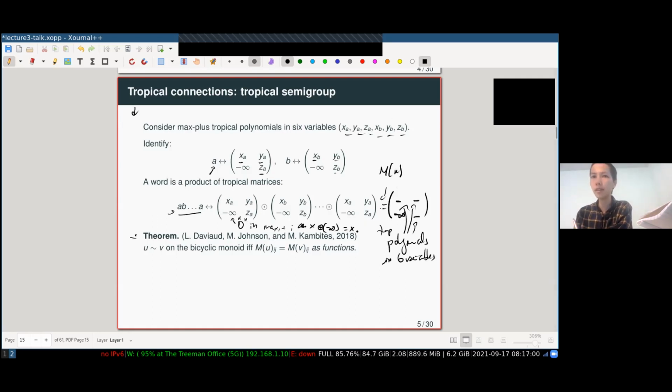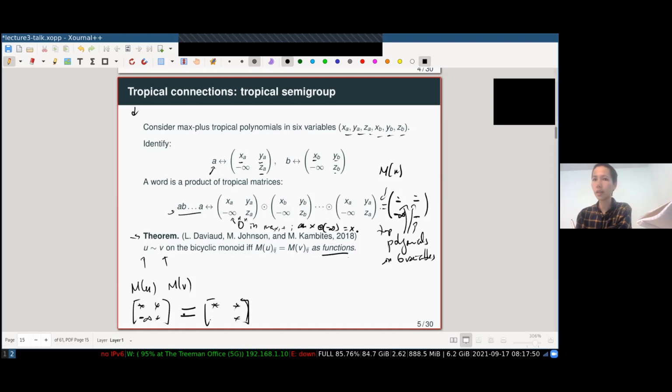Okay, so here's a theorem, which is your word U. So U comes with now a matrix involving 3 tropical polynomials. V now comes with another matrix involving another 3 tropical polynomials. And the theorem is that U and V are equivalent with the same length on the bicyclic monoid if and only if every single pair of polynomials here in MU and MV are equal as functions. Okay, so MU has something, something, something with negative infinity here, and I want that to be equal to MV, which is something, something, something.